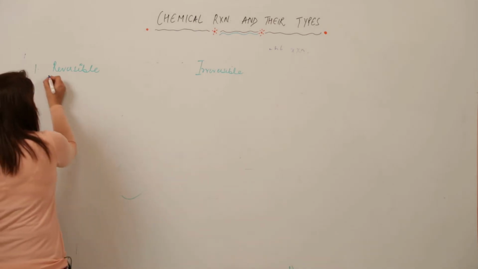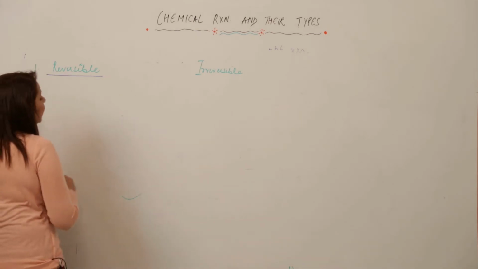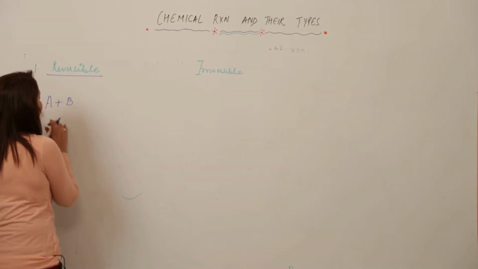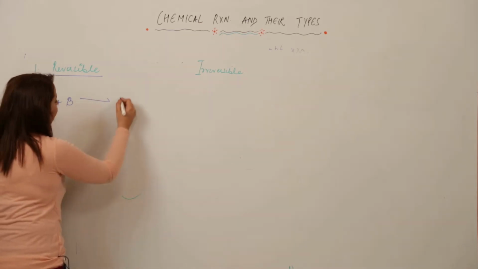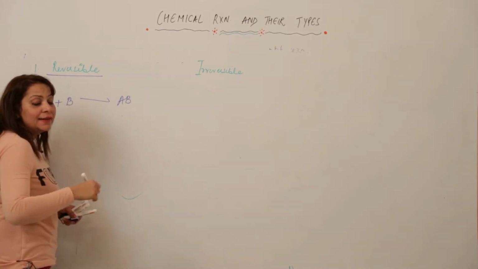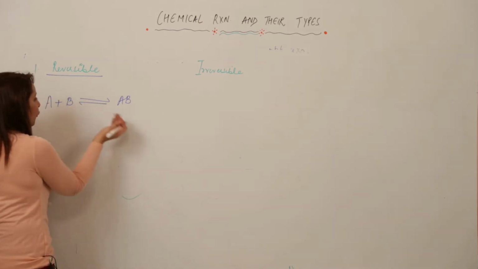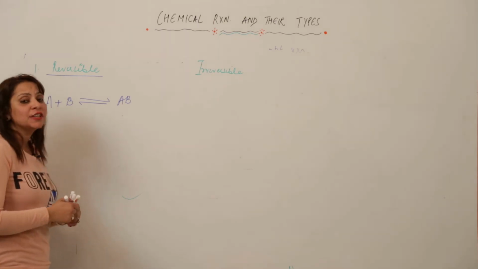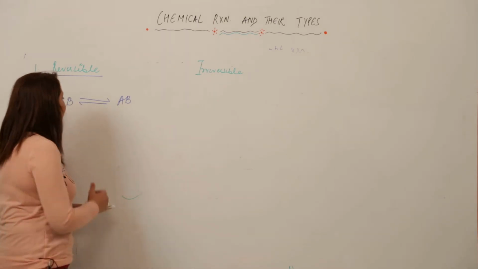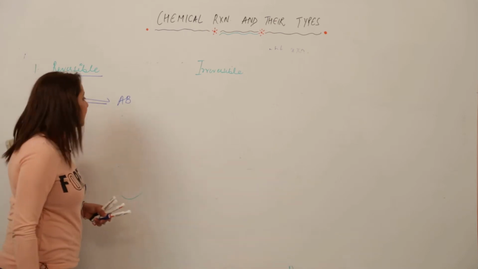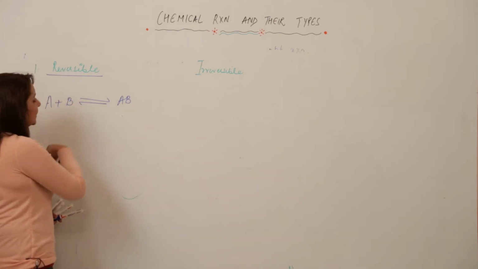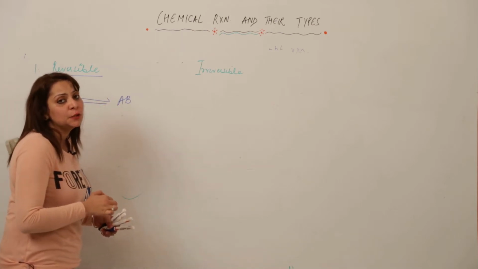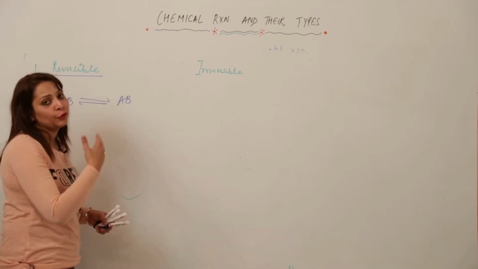As the name suggests, reversible means that the reaction can be reversed. I am writing the reactants in a general equation. A and B react and form the product AB. Under the same condition, AB can also decompose back into A and B. So the reaction can be achieved from either side. If I start with A and B, I can get AB, and if I start with AB, I can easily get A and B. The two half arrows I have put indicate a reversible reaction, meaning the reaction can be achieved from either side.